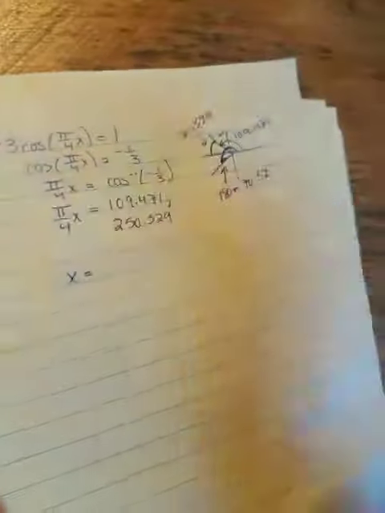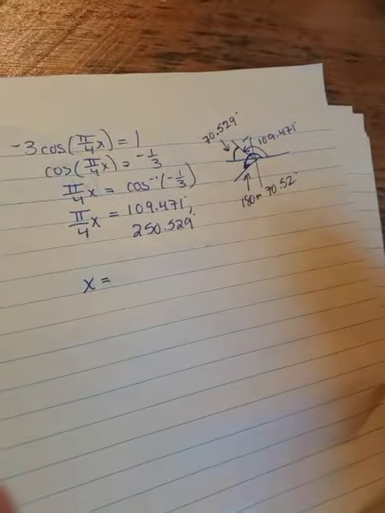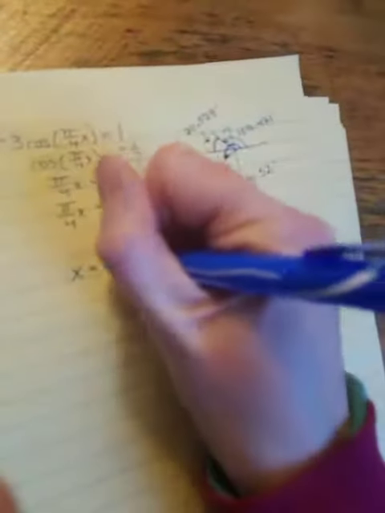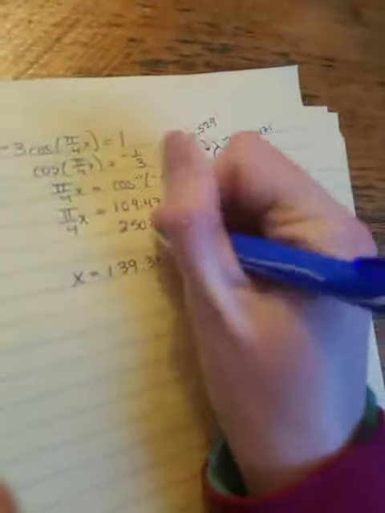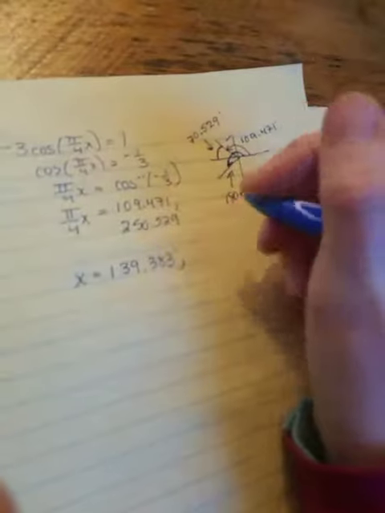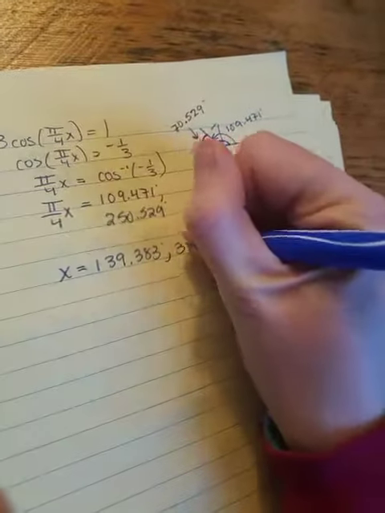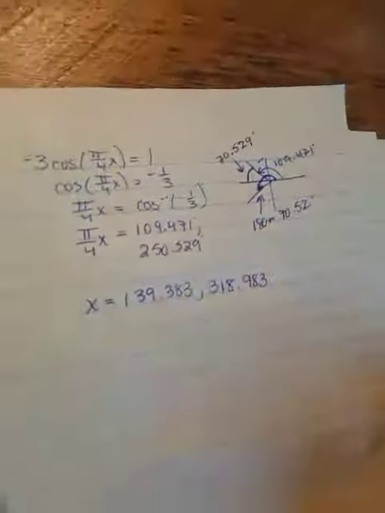So when you divide both sides by pi over 4, or multiply by 4 divided by pi, so that 109.471, that's going to give you 139.383 degrees. And the 250.529 degrees divided by pi over 4, that's going to give you 318.983 degrees. And those are your two answers.